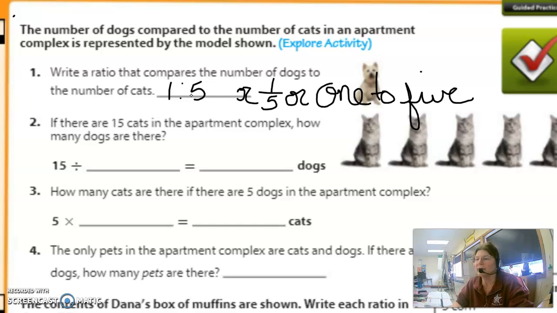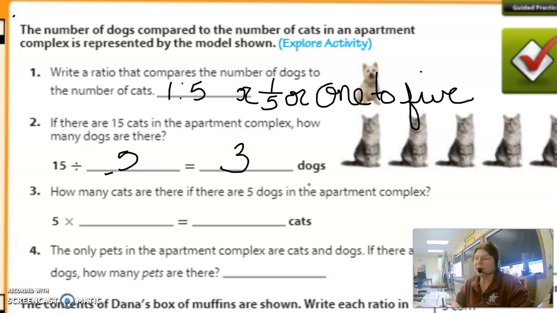And if there are 15 cats in the apartment complex, how many dogs are there? So now we're going to use the division. Now remember, this is the method that I've already taught you. It's very simplistic. So if we say there are 15 cats in the apartment complex, how many dogs would there be? Well, we know it's 1 to 5, so we would say divide 5. Excuse me, I said 3 and it should be 5. Divide 5. And that would give you the 3 dogs.